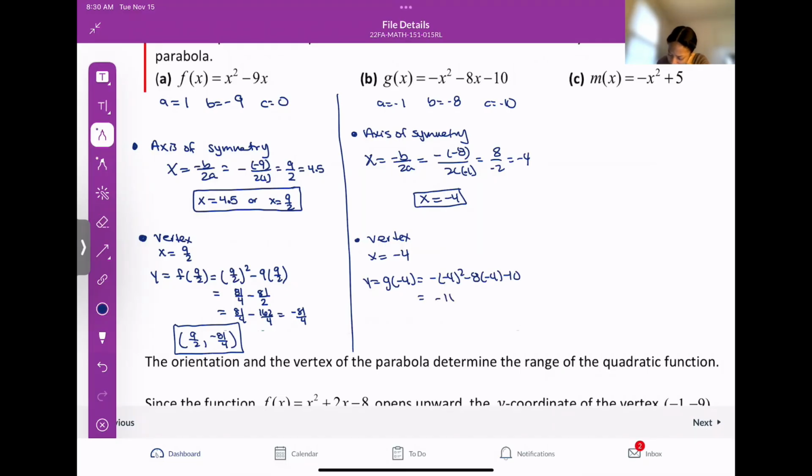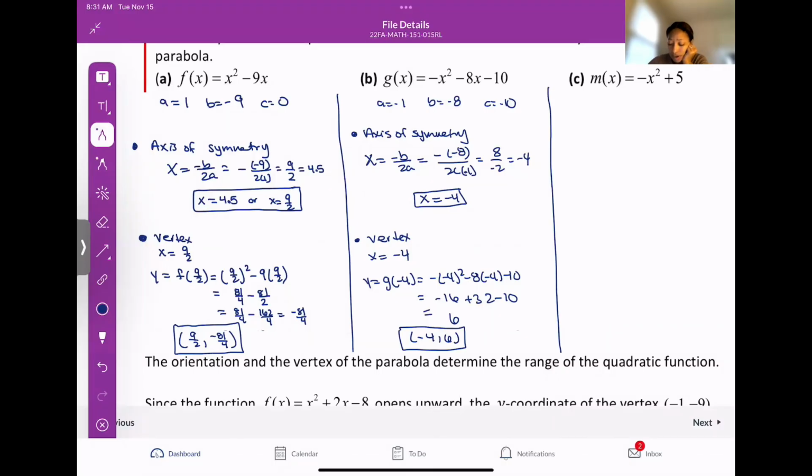plus 32 minus 10. That would give us 16 minus 10, which is 6. Putting those two things together, our vertex is at negative 4, 6.